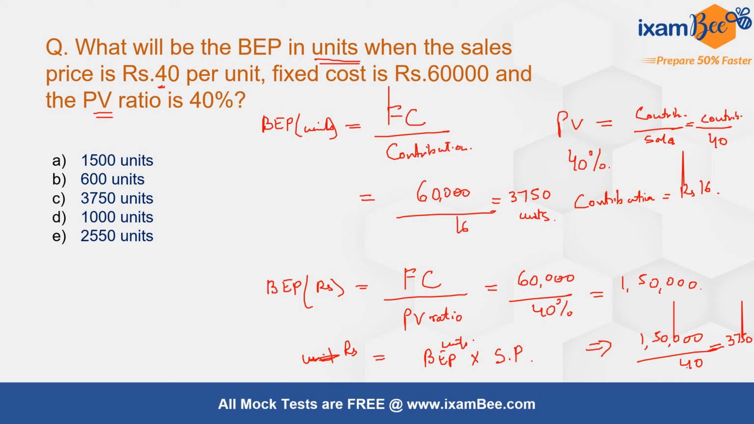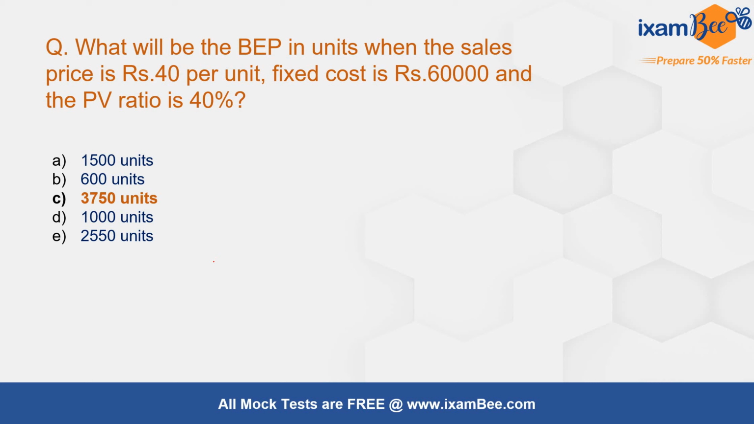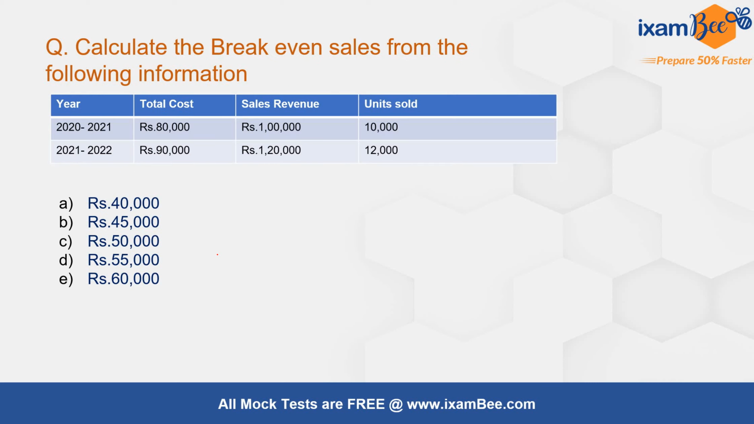So you can use both ways to arrive at your answer. Either first calculate BEP in rupee terms and then go back to calculate it in unit terms, or you can calculate the contribution in rupee terms to directly calculate the BEP in unit terms. So both ways are correct. So your correct answer here is 3750 units. Now this is another piece of information that is given to you, and again we are trying to calculate the break-even sales from here.